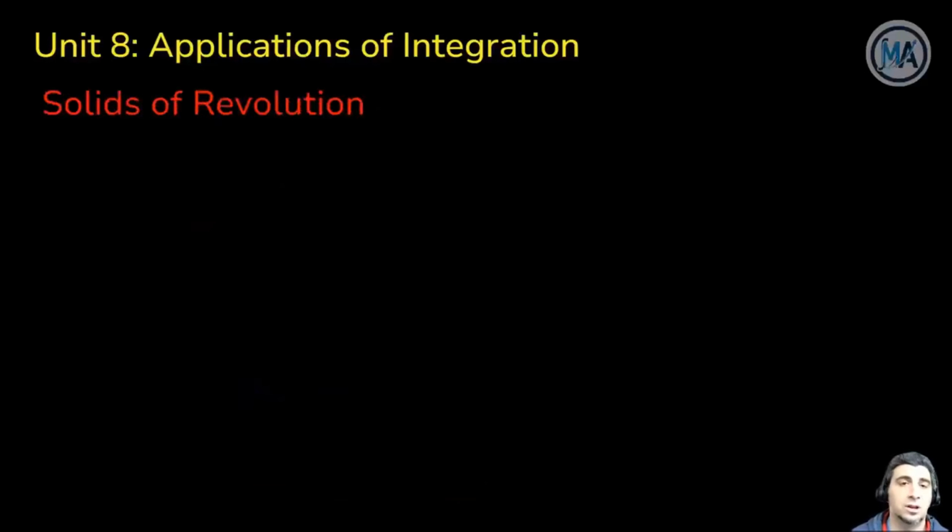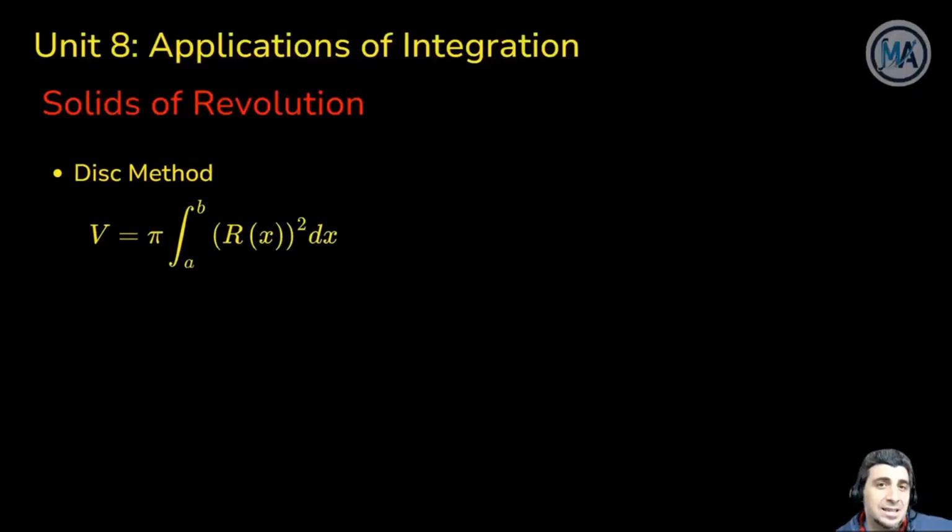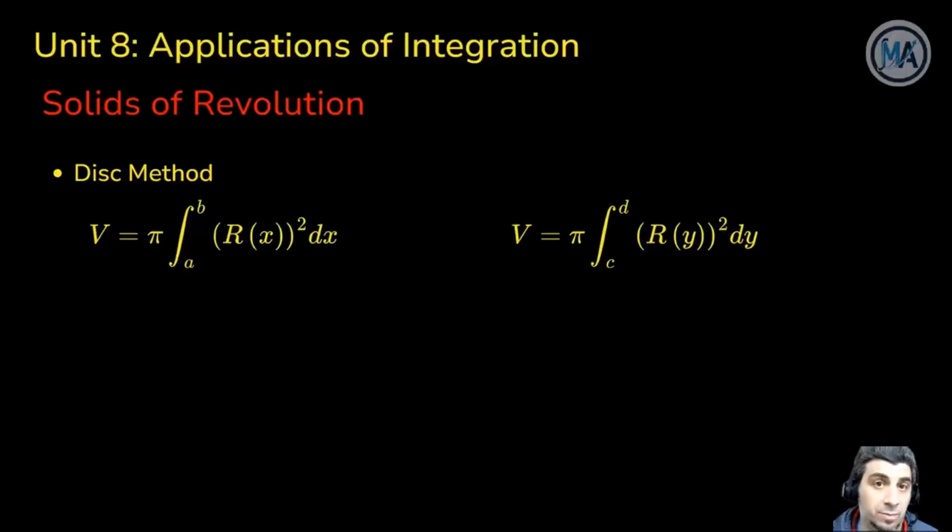Next, we have solids of revolution. There are two methods that you need to know here. First is the disk method. This is a specific subset of cross sections where a region is rotated around an axis, and the cross section is going to be a disk, and the area formula for a disk is pi r squared. So the volume is going to be pi times the integral of whatever the radius function is squared. Also, you need to be able to do this with both respect to y and respect to x.